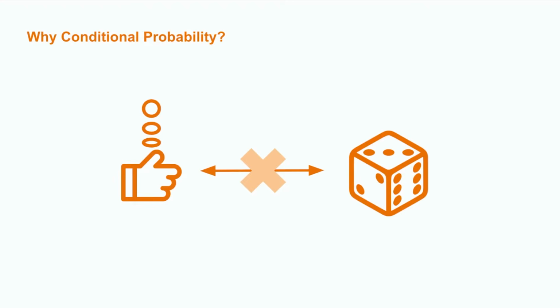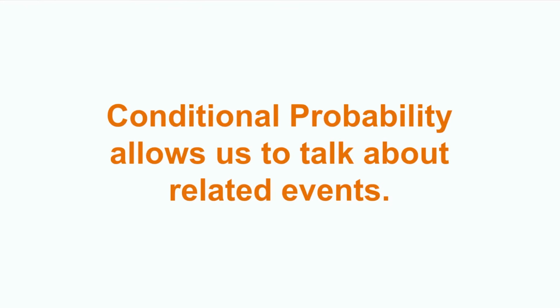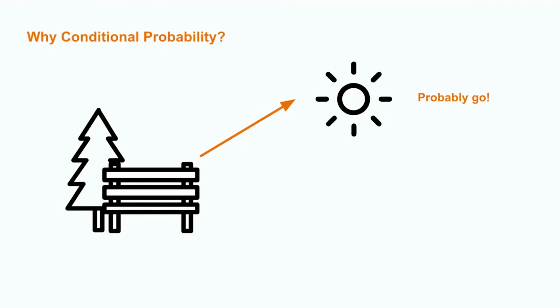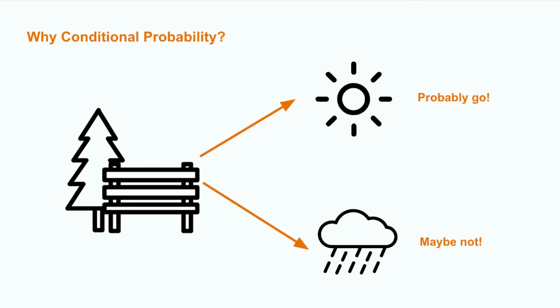Not all events, of course, are like this. And this is why we need to talk about conditional probabilities. Conditional probabilities allow us to talk about related events. Let's look at a basic example. If you are planning on going to the park, you may well check what the weather is before you go. If it is sunny, you will probably go. If, on the other hand, it is rainy, you might not. Neither is a guarantee. You might like to go on certain rainy days or be tired on very sunny days, but the weather conditions the likelihood to go to the park.